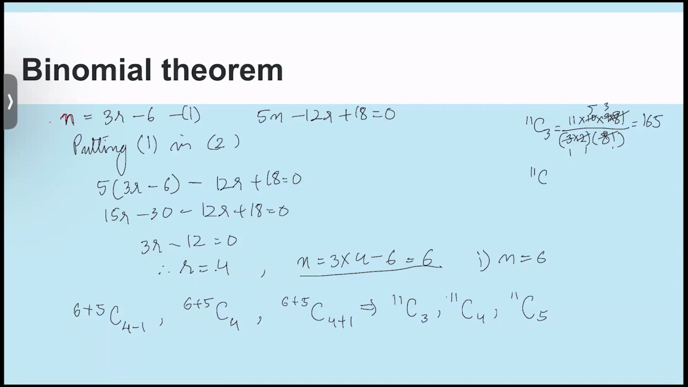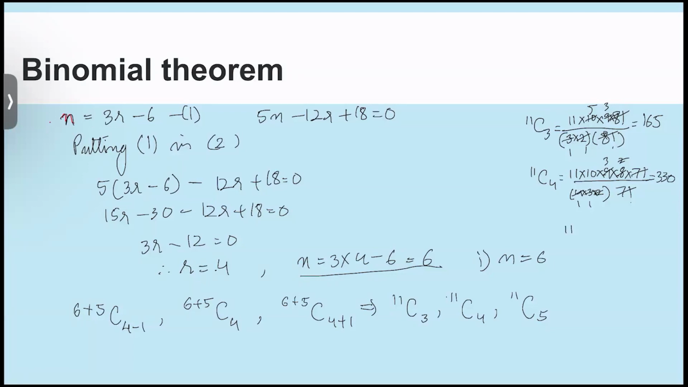Then you have 11c4. So you write 4 factorial, 4 into 3 into 2, and 11 minus 4 is 7 factorial. So 11 into 10 into 9 into 8 into 7 factorial. So this gets cancelled, and after cancelling, this is 30. 30 into 11, so that is 330.